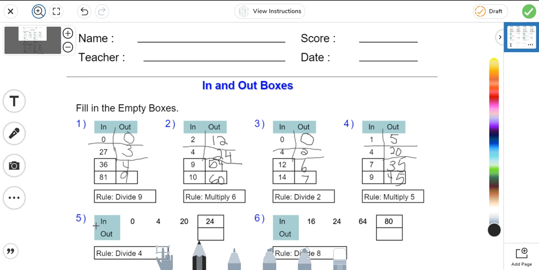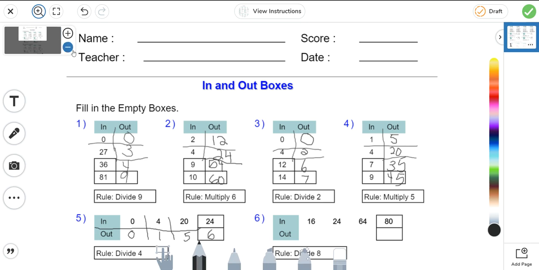All right, for this next table, it says my rule is to divide by 4. All right, cool, I've got all my lines. 0 divided by 4 is still nothing. 4 divided by 4, that's 1. A number divided by itself is always 1. 20 divided by 4 is 5. And 24 divided by 4 is 6. That was right here because 6 times 4 is 24. It gave us a hint.